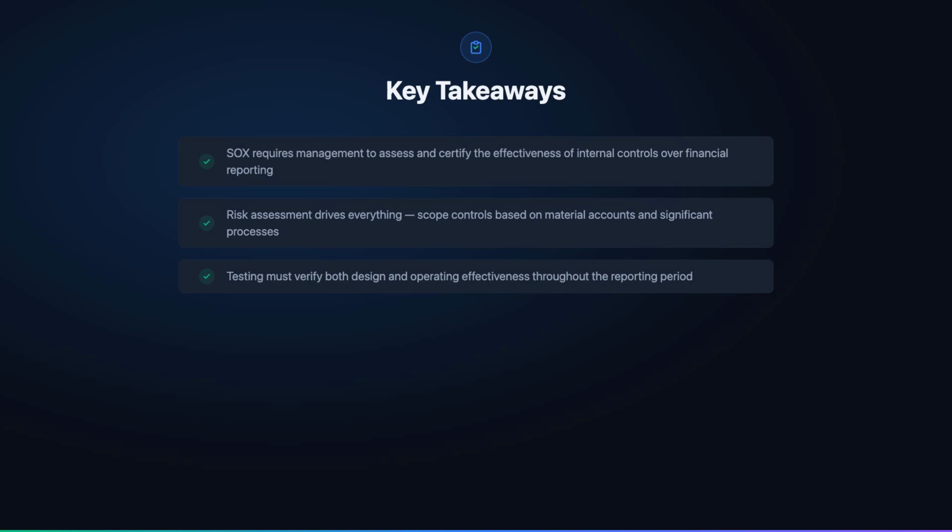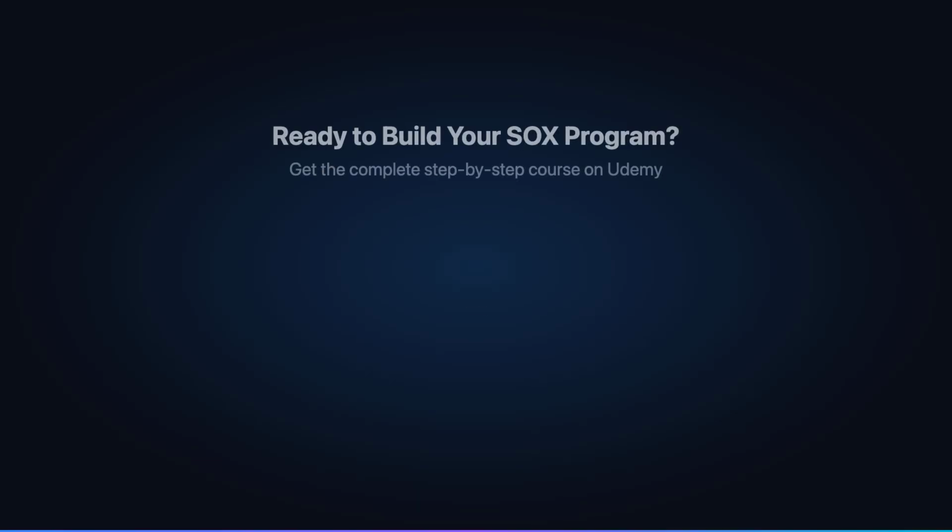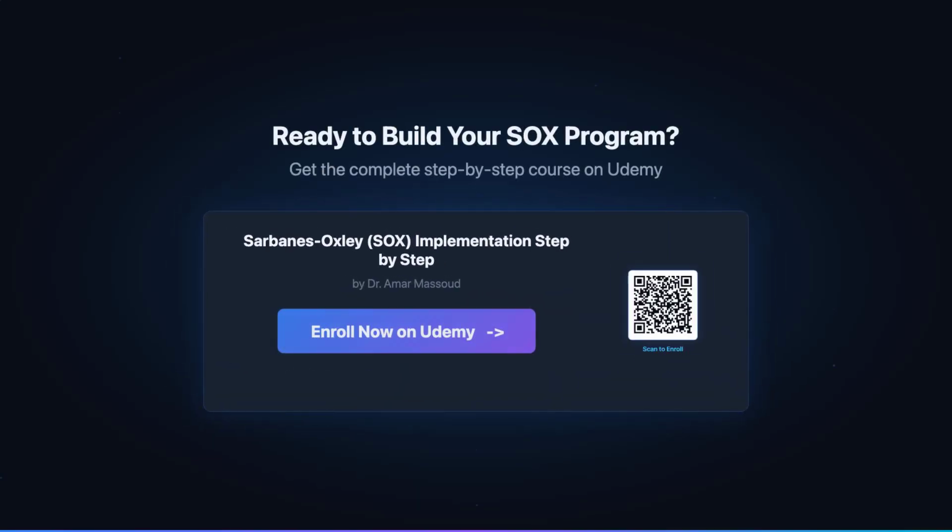A well-designed control that does not consistently operate throughout the period is a deficiency. Evidence must demonstrate that controls functioned as intended across the entire reporting cycle. And fourth, deficiency management is critical. When controls fail, classify the severity accurately, remediate promptly, retest to confirm the fix works, and report transparently. How you handle deficiencies matters as much as how you design controls. That wraps up our overview of SOX implementation.